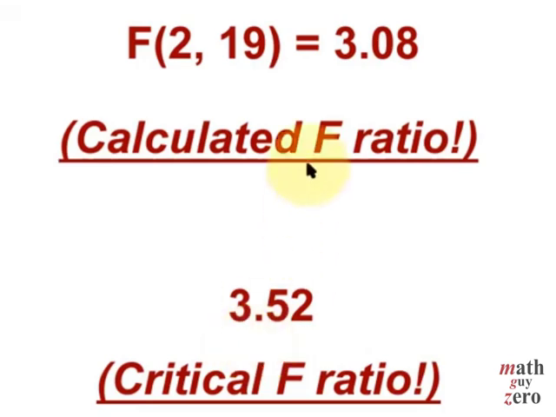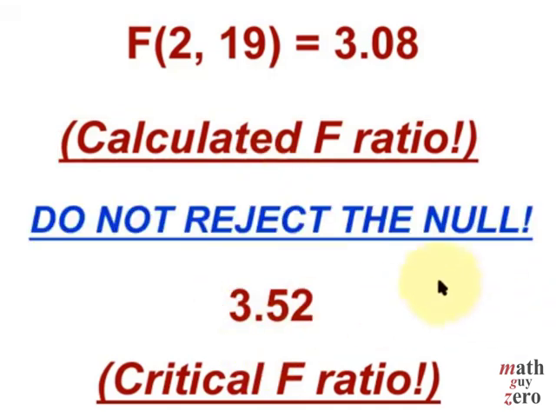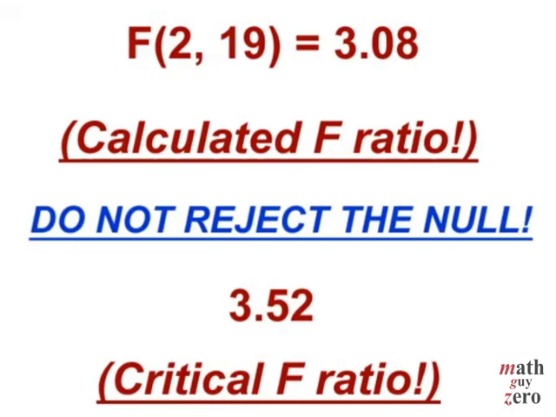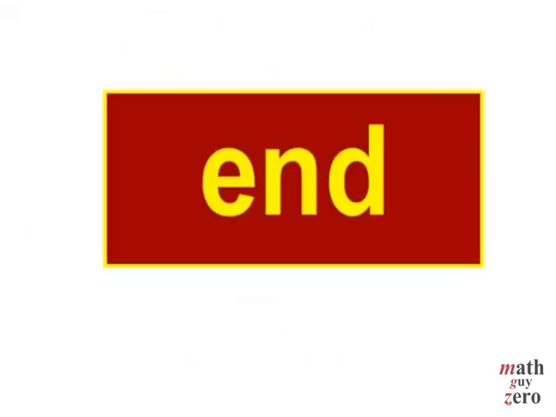So again, you compare your calculated ratio to the critical F ratio. I know I'm bugging you to death, but it is a very common error. Critical F ratio if the null were true. So your calculated F is less than the critical F. Therefore, you do not reject the null. Let me say it one more time. I know it's making you crazy. It's making me crazy. So if your calculated F ratio is less than your critical F ratio, you do not reject the null. All right, that's it in a nutshell. I hope that makes sense to you. MGZ out.